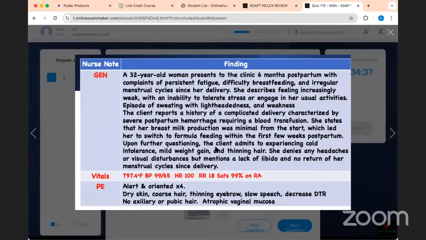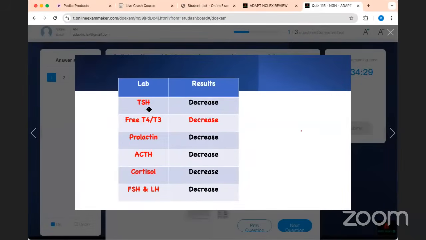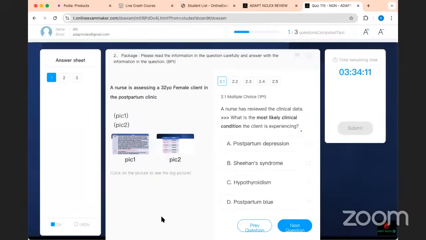And then we get some labs. I will show you what happened to the labs. These are the labs. Everything is down. TSH is down. Prolactin is down. ACTH is down. Cortisol is down. Everything is down. I see Addison disease. I see hypothyroidism. So all this is down. Anybody know what is wrong with this patient?